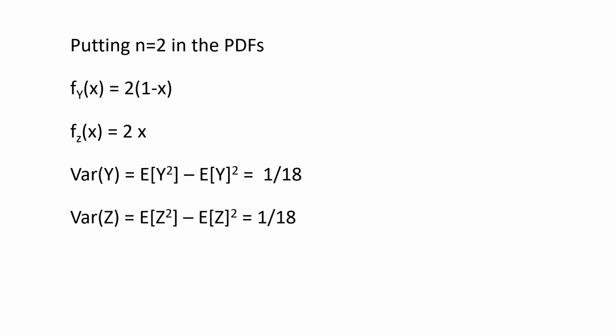So now we have expected value of y, expected value of y square, expected value of z, and expected value of z square. So we can calculate the variance of y and z using this formula: expected value of y square minus expected value of y whole square, and expected value of z square minus expected value of z whole square. Both of these turn out to be 1 by 18.